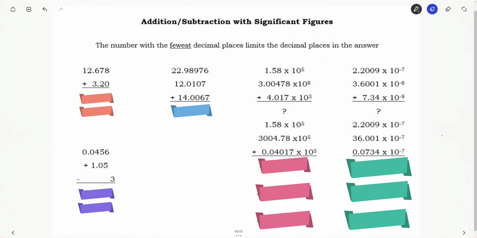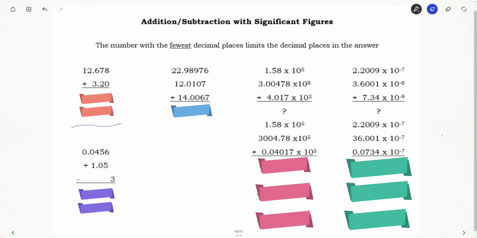When we are adding and subtracting and using our significant figures, the first thing that we need to do is define our rule that we're going to use. So our rule states that whatever number has the fewest number of decimal places, that is what is going to limit our number of decimal places in our answer. Okay, let's keep that rule in mind. Let's go to our first problem here.